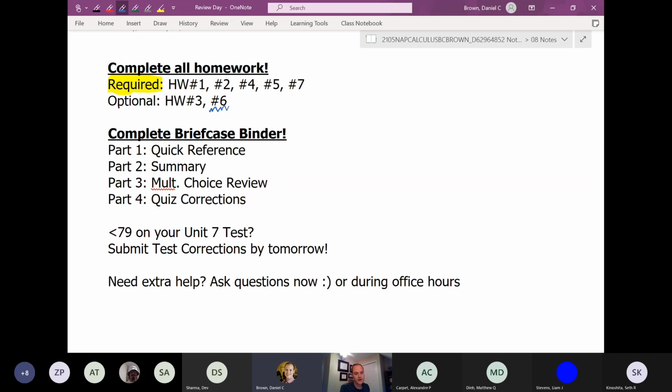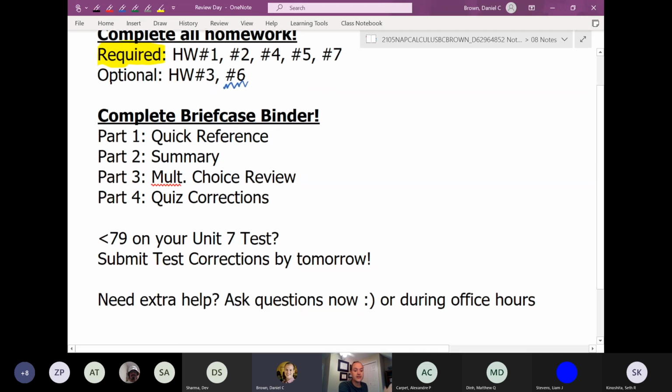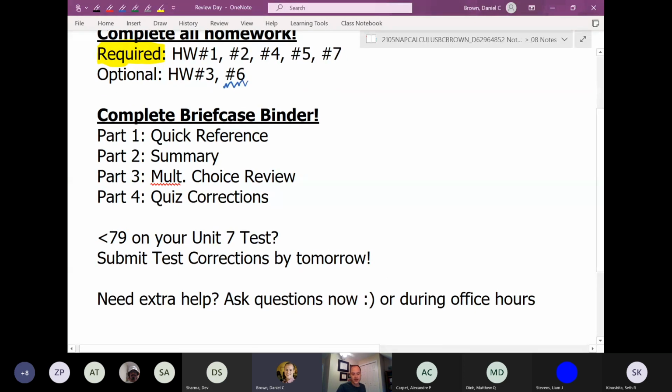And then you have the quick reference, the summary, the multiple choice review, and the quiz corrections from the briefcase binder. I know many of you started this on our last workday we had on Wednesday last week. But again, that's the other portion I would expect you to finish. I would not expect a super long summary, because this unit is a short unit and it is very formula based. You should still have a complete summary, but I am not expecting it to be very long. That does save you some time in completing the briefcase binder.